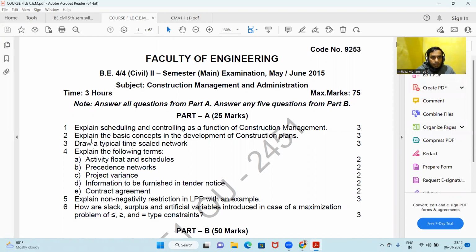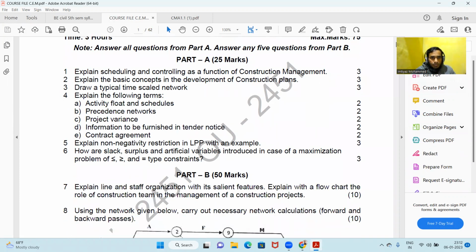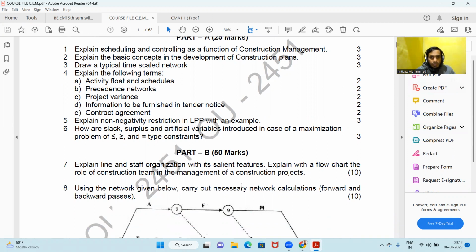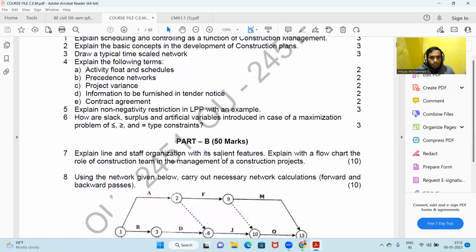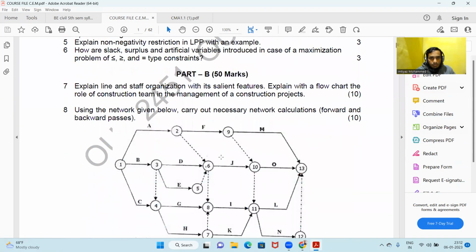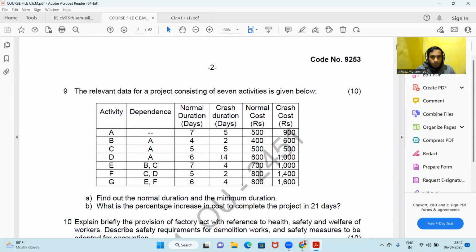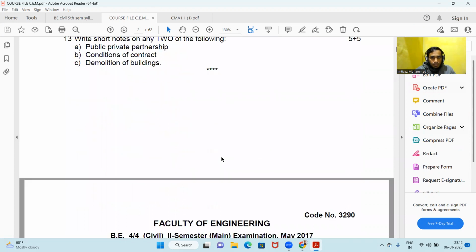Then this is from unit one. Let us look at Part B now. The question is about line and staff organization with its salient features. But this is not our syllabus right now. This question was part of the old syllabus, but it is no longer carried in the latest syllabus. So now let us look at the next year's question paper.